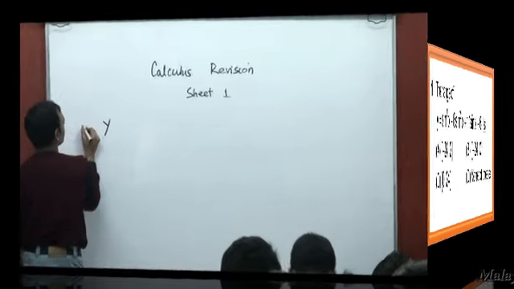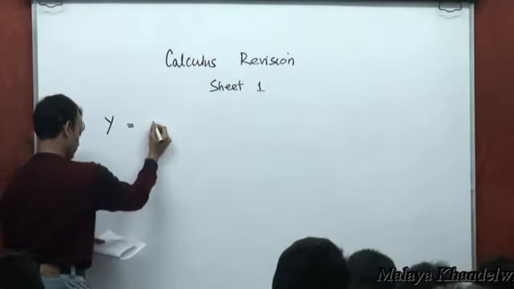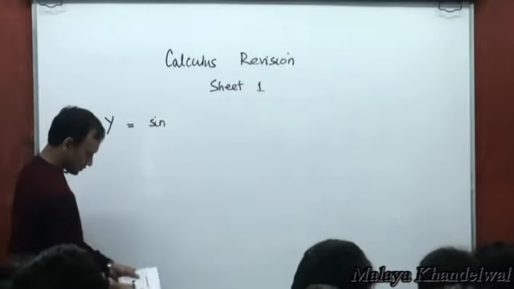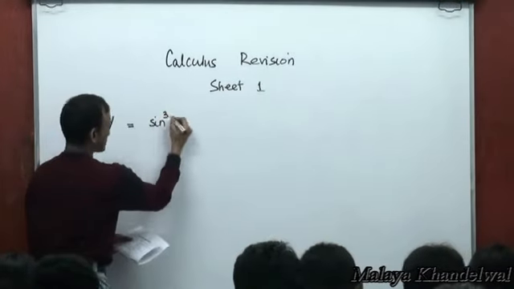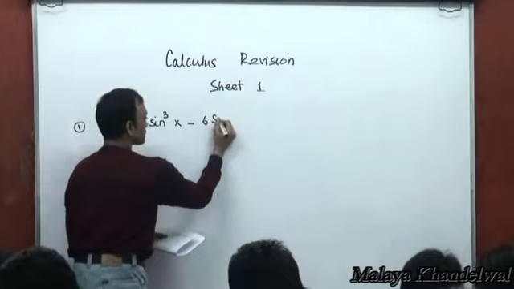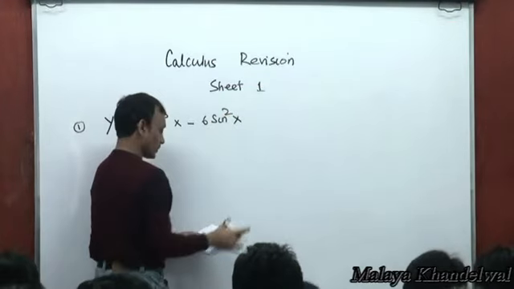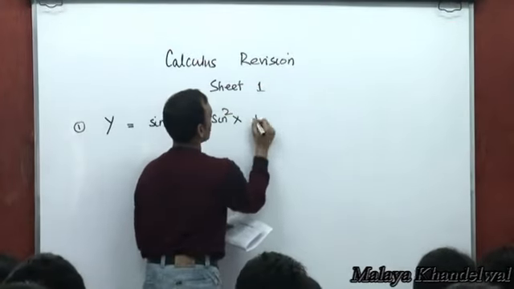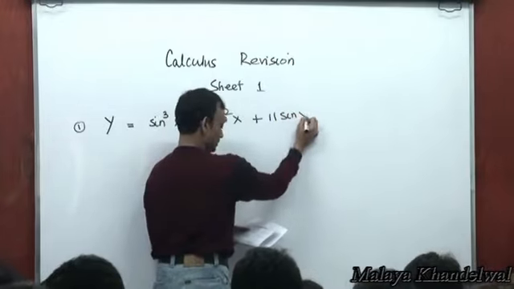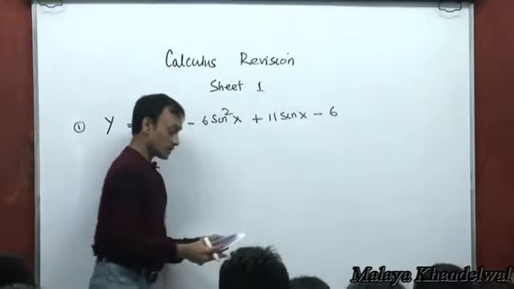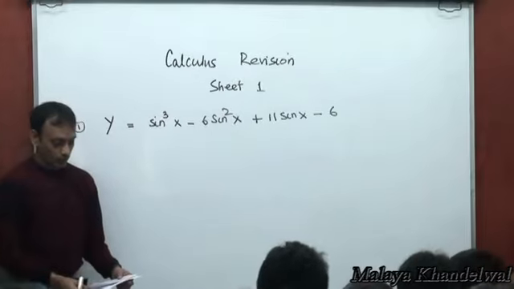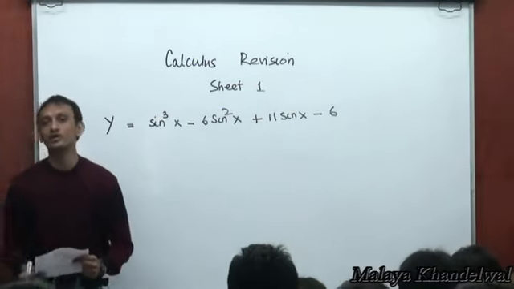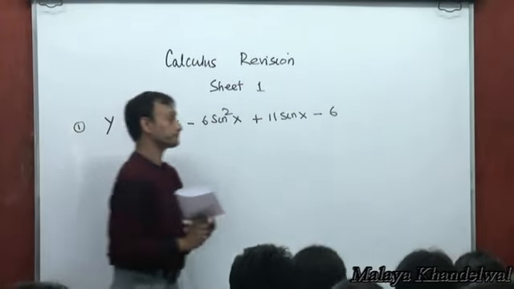We have this function y equal to sine cube x minus 6 sine squared x plus 11 sine x minus 6. And we want to be able to figure out the range for this function.